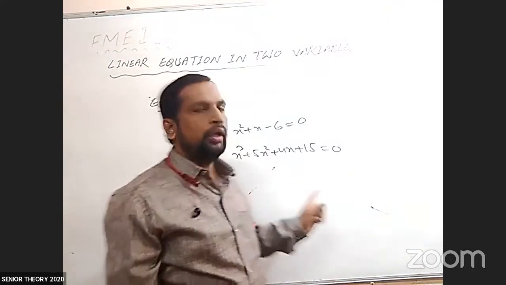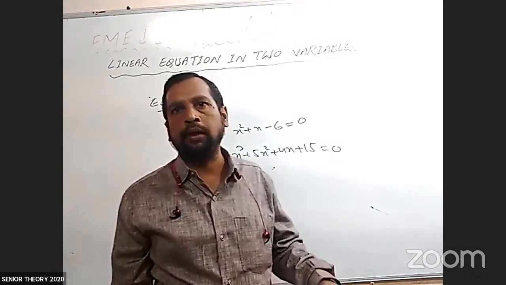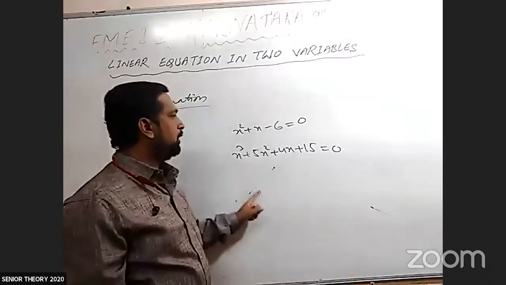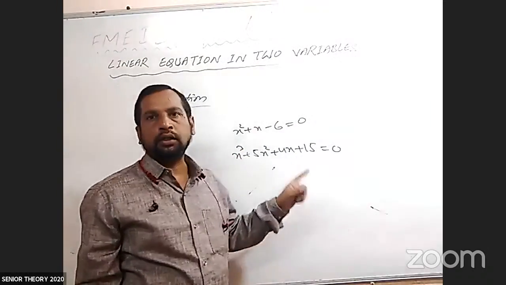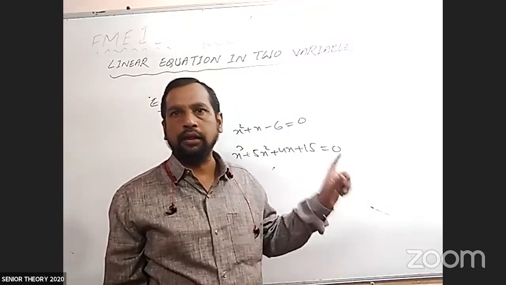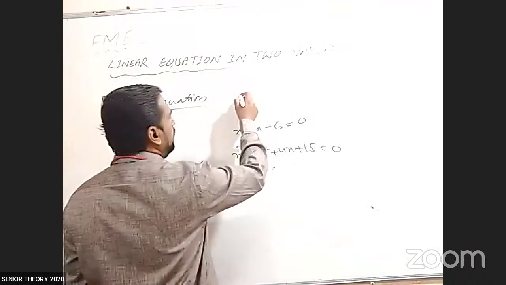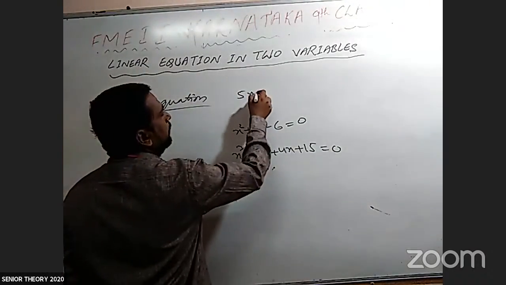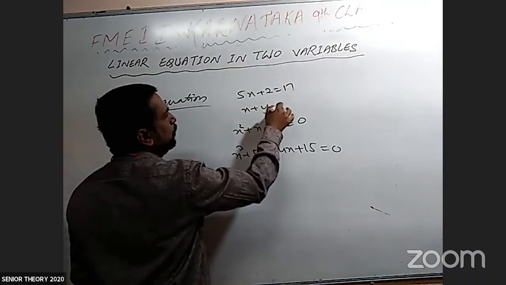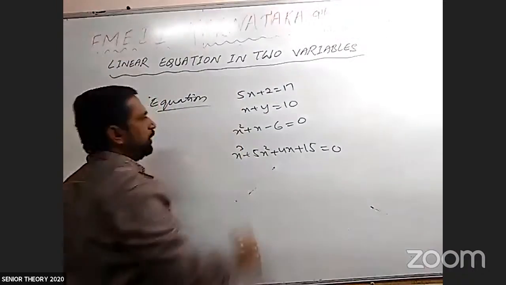For a polynomial, the solutions are called the zeros of the polynomial. Whereas when we solve an equation, the answers that we get are called the roots of the equation. There are different types of equations, for example 5 plus 2 equal to 17, x plus 5 equal to 10. These are the various equations.